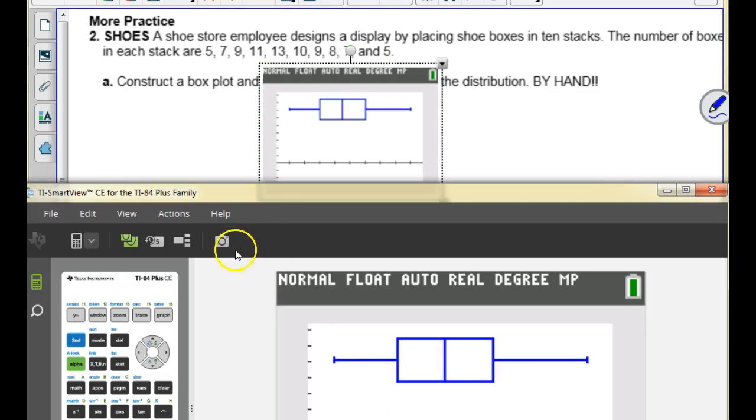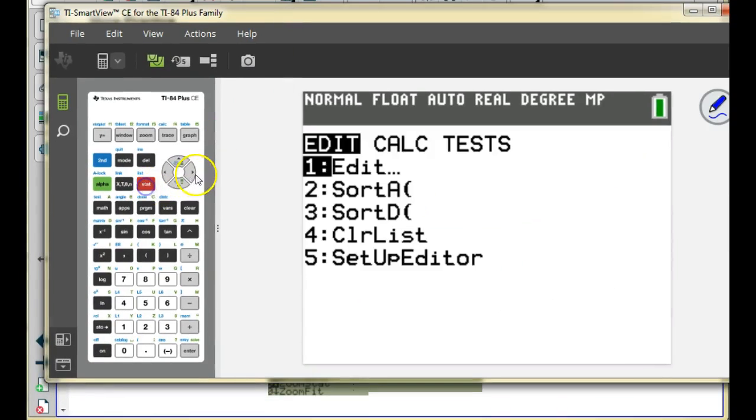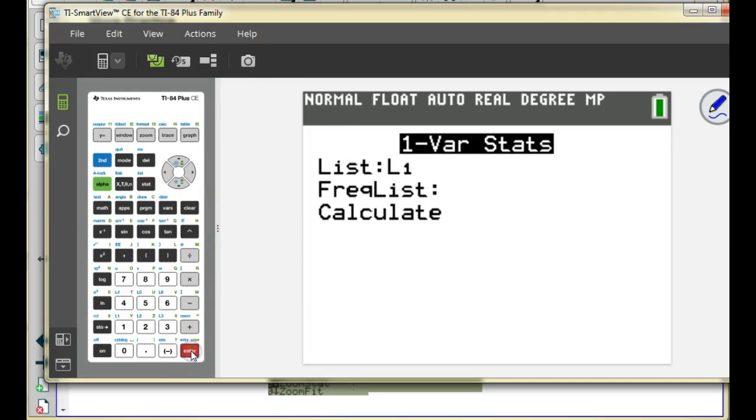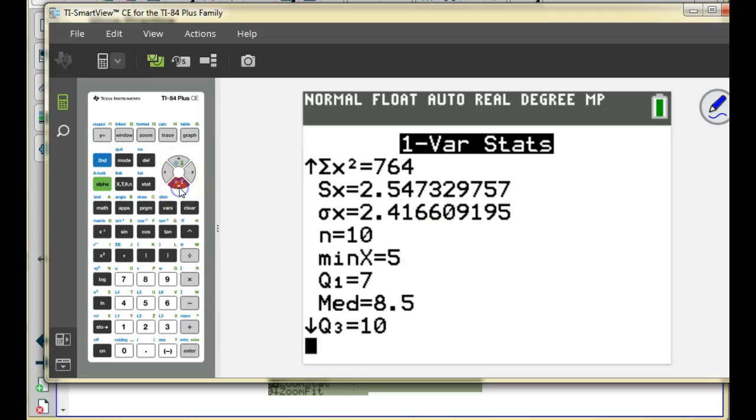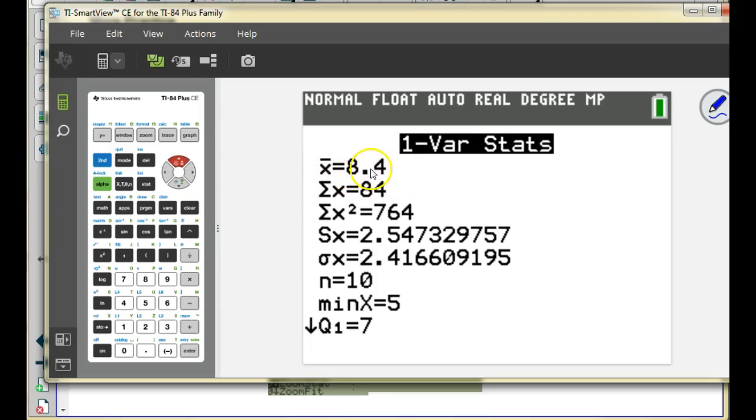So if we went back and did stat, right arrow, calculate, make sure it's in the right list. Was it list 2 for me? Okay, so what is the mean number of boxes and the median? So they're very close together, so we don't have to say that it's skewed. When it's not skewed, what do we use? When it's not skewed, it's easier to describe the data. You just stick with mean and standard deviation, okay? So the mean of 8.4 and the standard deviation of about 2.4.